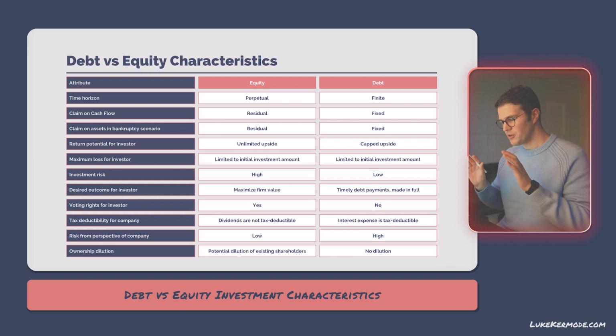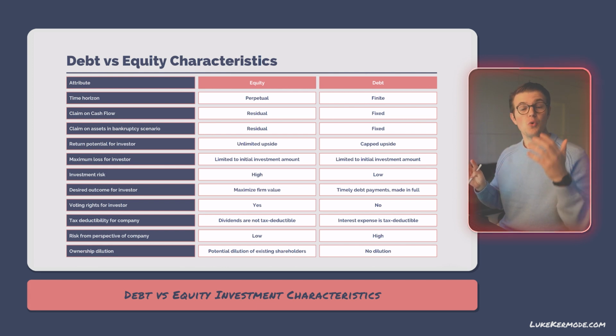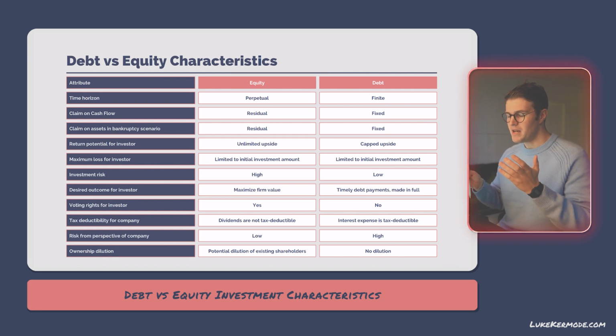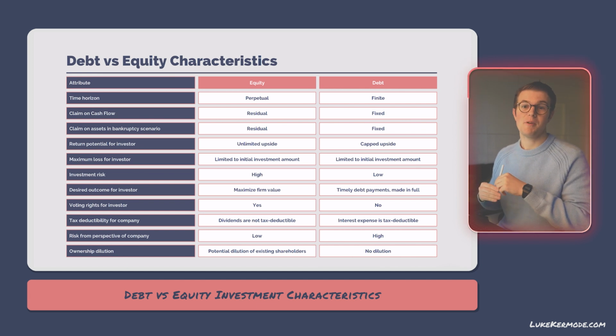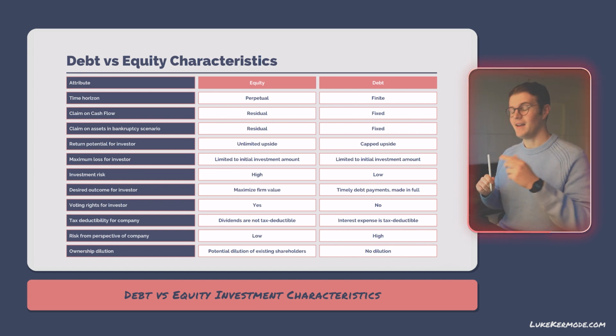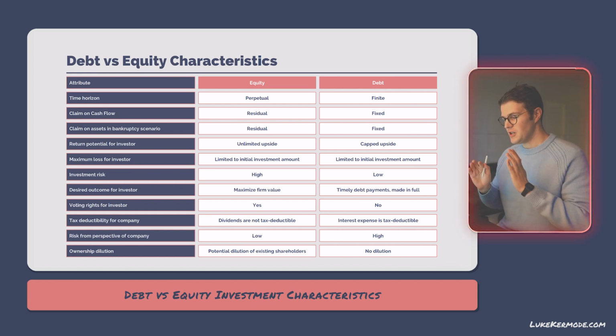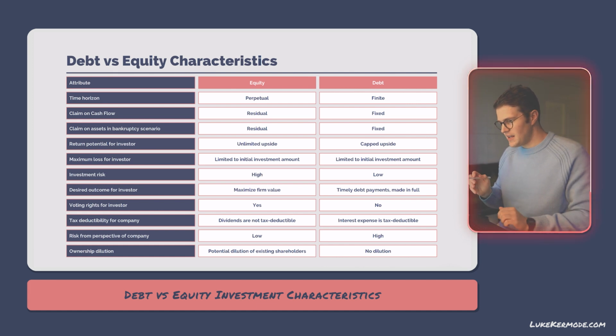So this is what we're going to focus on, both equity and debt, the characteristics as a source of financing from the perspective of a company, but also the risk and return characteristics from the perspective of the investors who are providing the capital to the company. So we have equity on the left-hand side and debt on the right-hand side. So let's start with the first line.